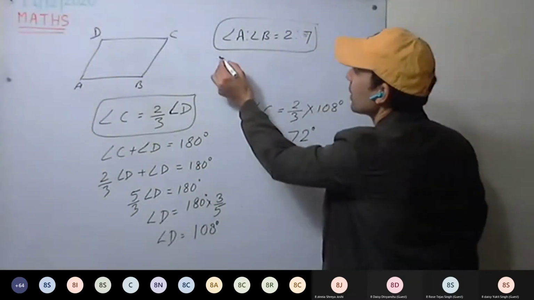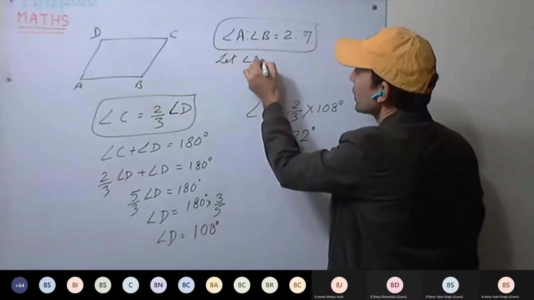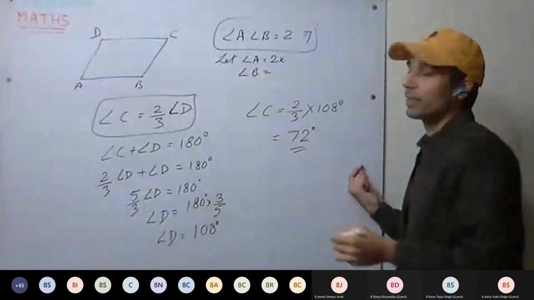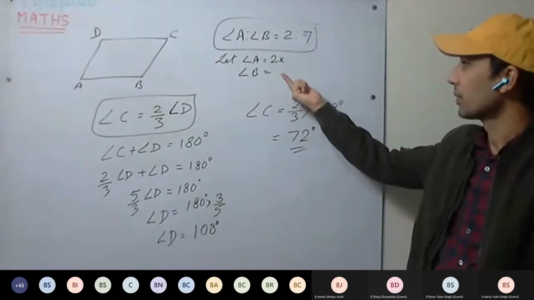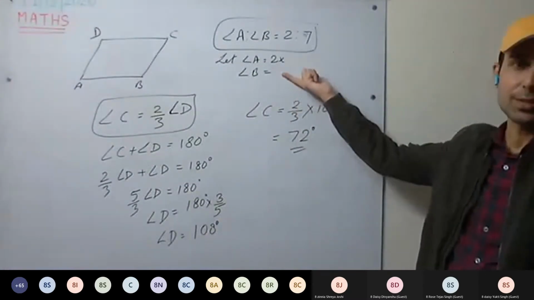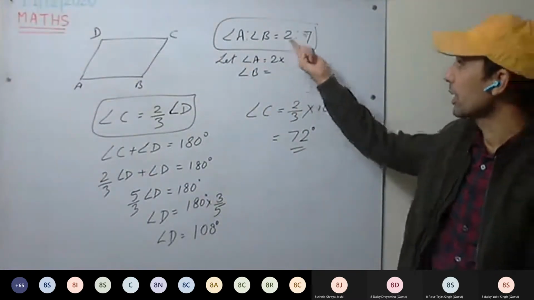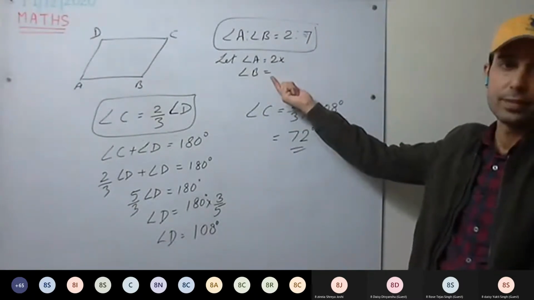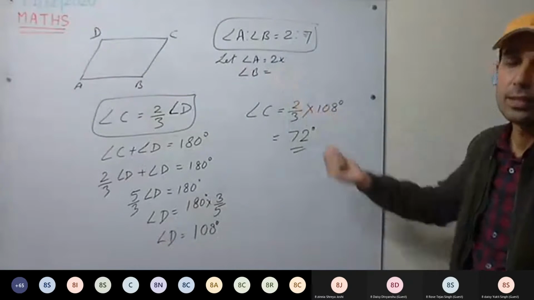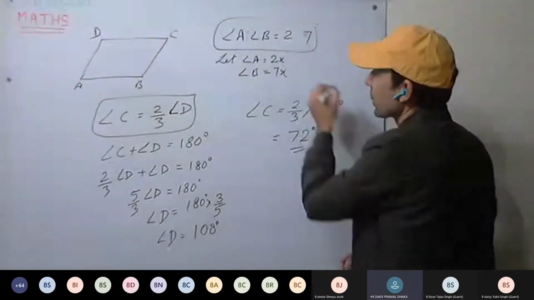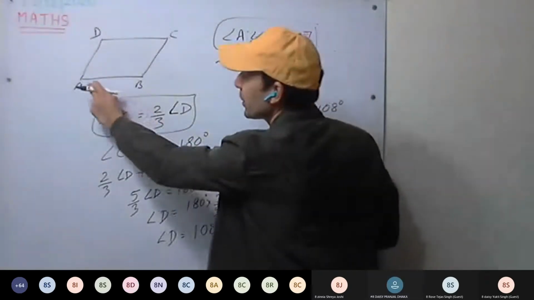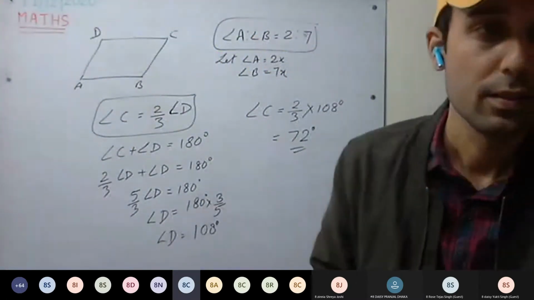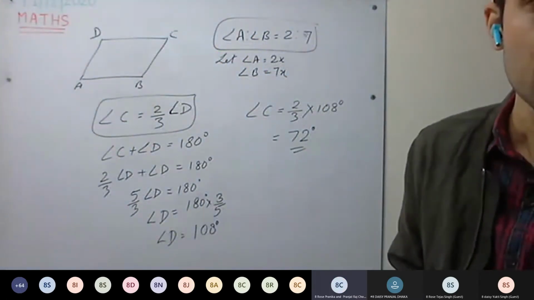Okay, one step I tell. Let angle A equal to 2x. Then angle B will be how much? Angle A is 2x, angle B will be how much? 7x. It will be 7x. For the rest, which property will we be using? Adjacent angles are supplementary, angle A and angle B.